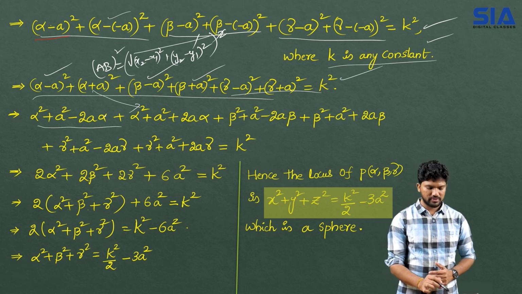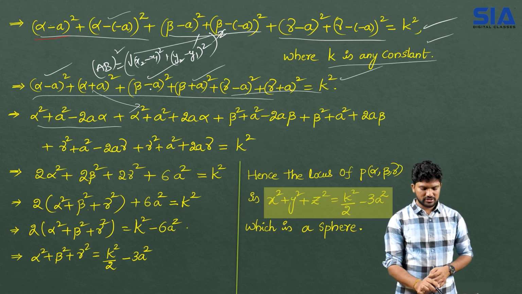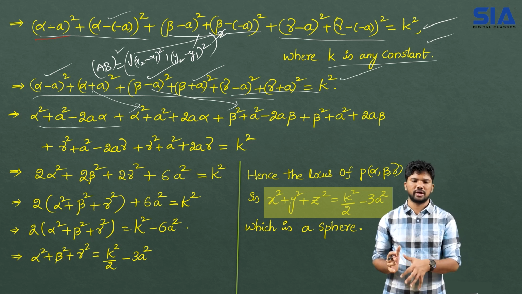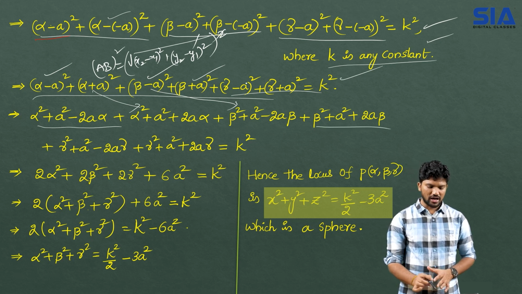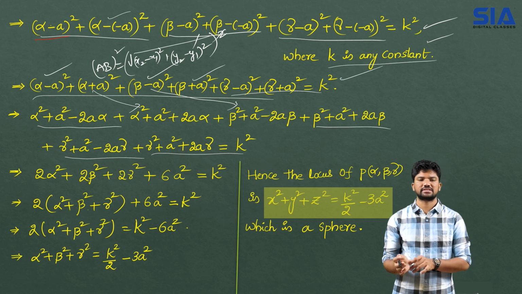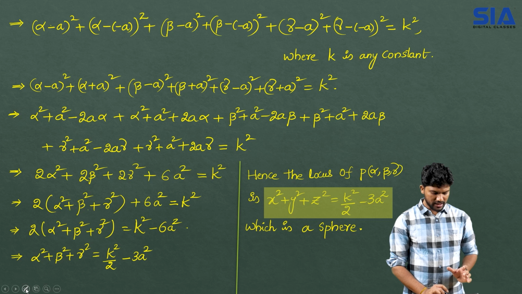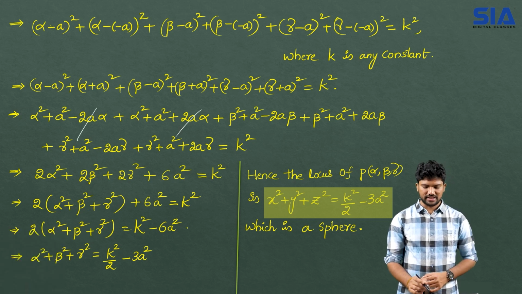Next (alpha plus a) whole square is alpha square plus a square plus 2a alpha. Next (beta minus a) whole square is beta square plus a square minus 2a beta, and (beta plus a) whole square is beta square plus a square plus 2a beta. And next (gamma minus a) whole square is gamma square plus a square minus 2a gamma, and (gamma plus a) whole square is gamma square plus a square plus 2a gamma, is equal to k square.